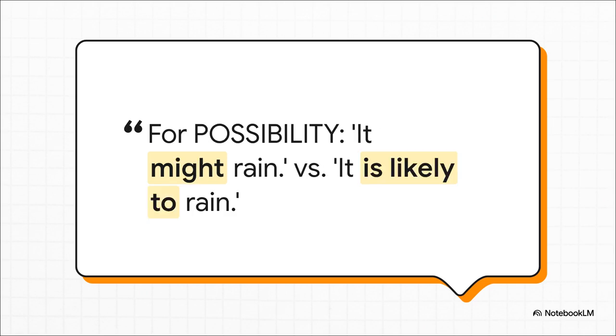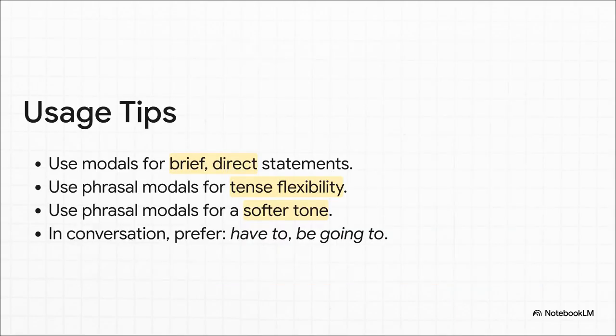And what about possibility? Well, "It might rain" is a simple, everyday prediction. But "It is likely to rain," that feels a little more analytical, right? A little more formal. It's what you'd expect a weather forecaster to say when they're pointing out a chart. It's the same idea, but the choice just subtly shifts the tone. So, let's boil it all down. Basically, reach for those classic modals when you need to be quick and direct. Grab the phrasal modals when you need that awesome tense flexibility or when you want a softer, more conversational vibe. And for sure, the biggest takeaway? In casual American English, have to and be going to are your absolute best friends.